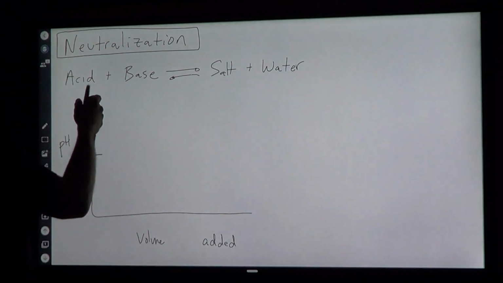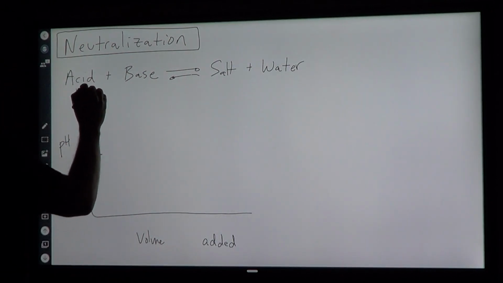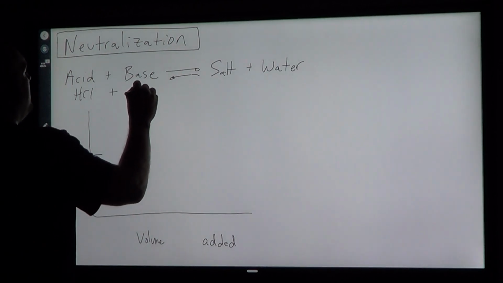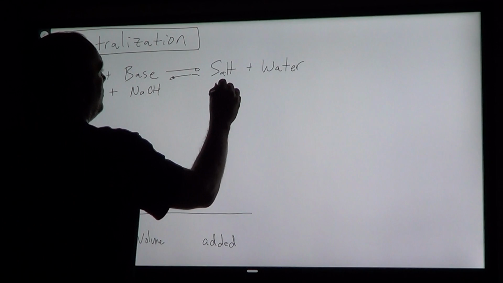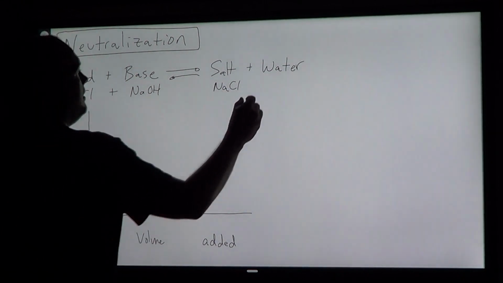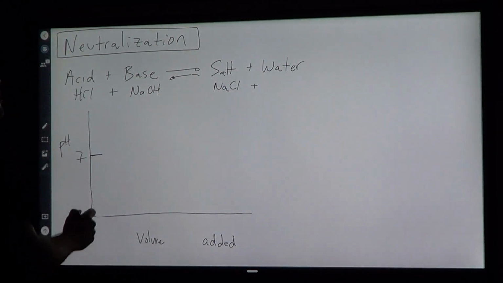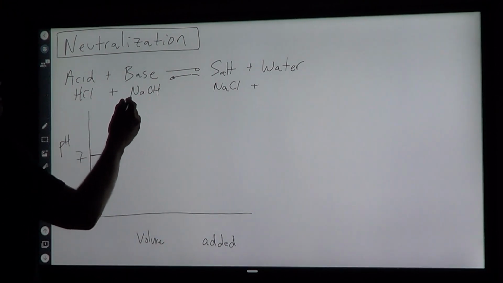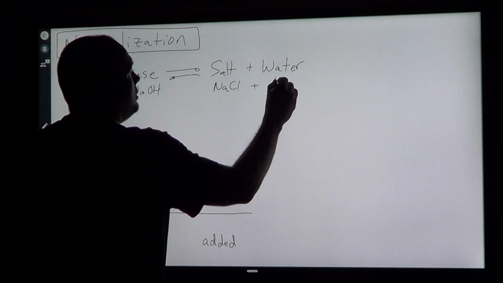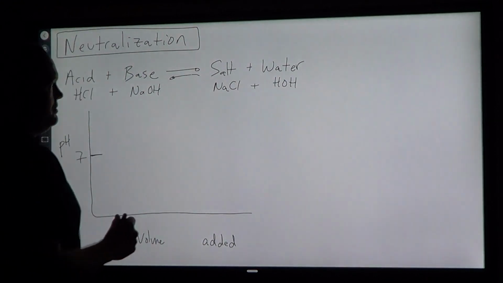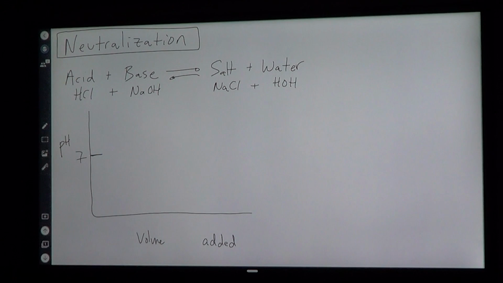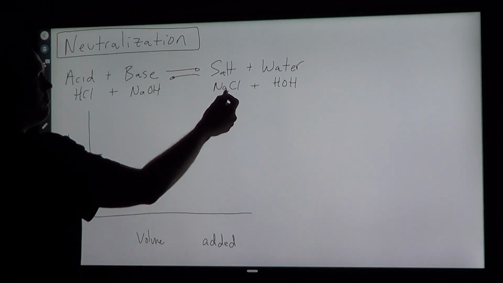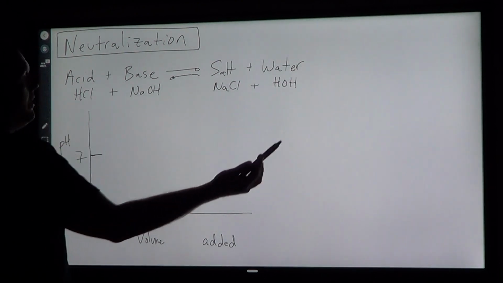An example of that would be hydrochloric acid plus sodium hydroxide making sodium chloride, table salt. And as we said all year long, if you ever have an acid and a base, write the water as HOH, because then it's easier to see the double replacement that's taking place. All acid-base double replacements should form a salt and a water.